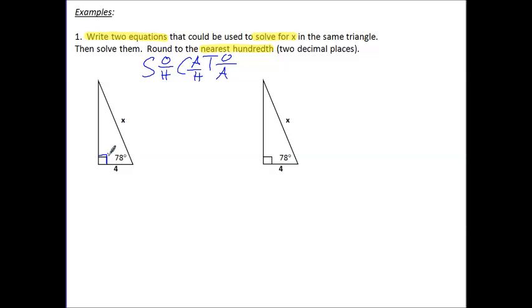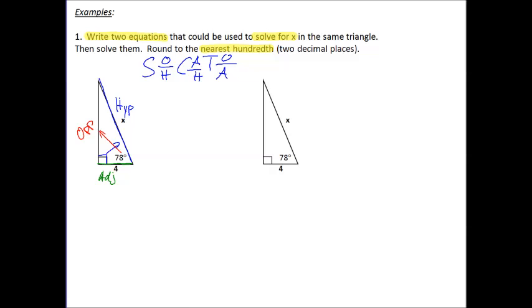Across from our right angle, as always, is our hypotenuse. Then across from the angle of 78 degrees is the opposite side. And then that leaves us with the side that makes up this angle. That's the adjacent side. Now, what do we have? We have the length of the adjacent side, and we need the length of the hypotenuse. The opposite side we don't have, and we don't care about as much this time.